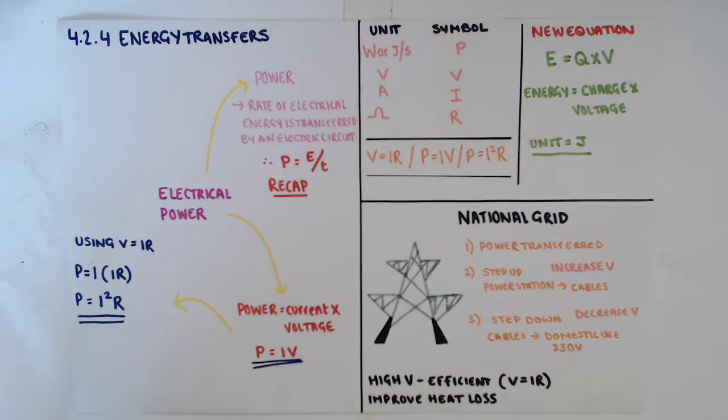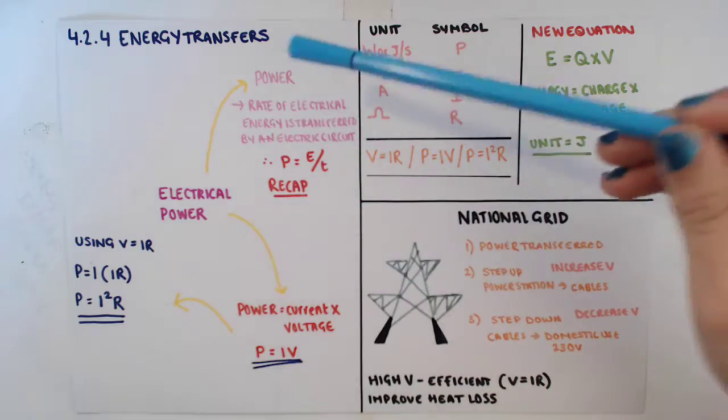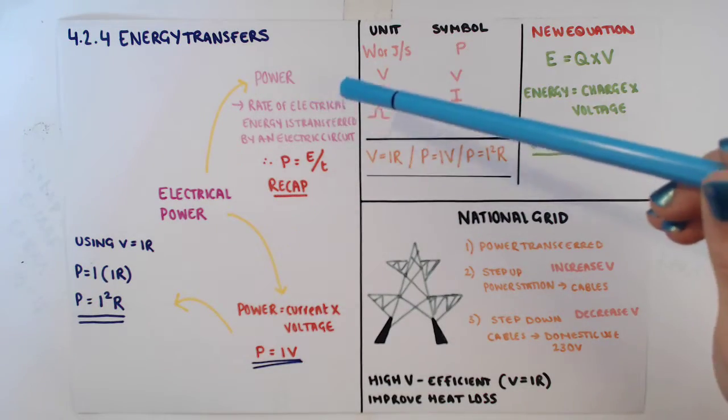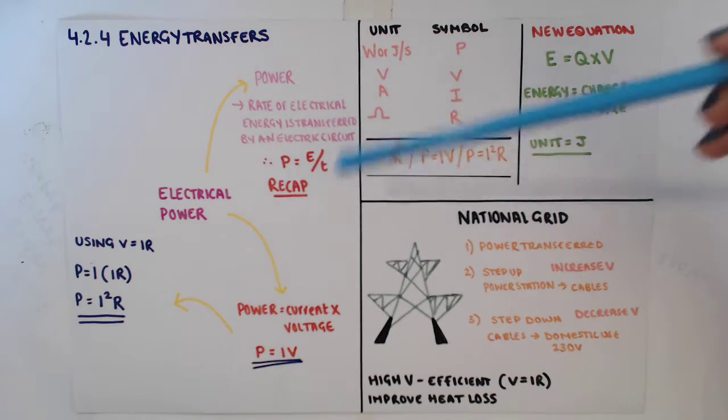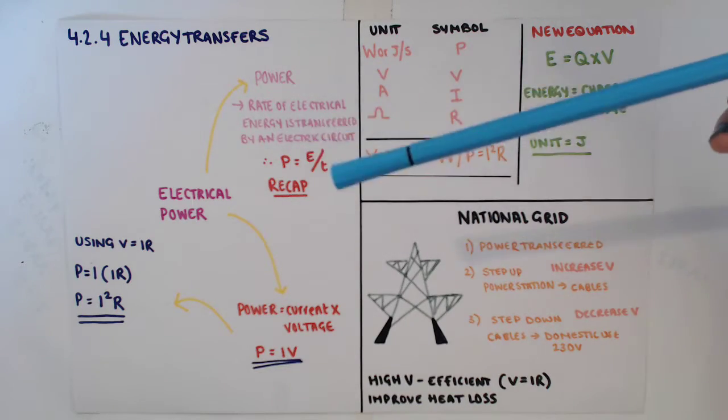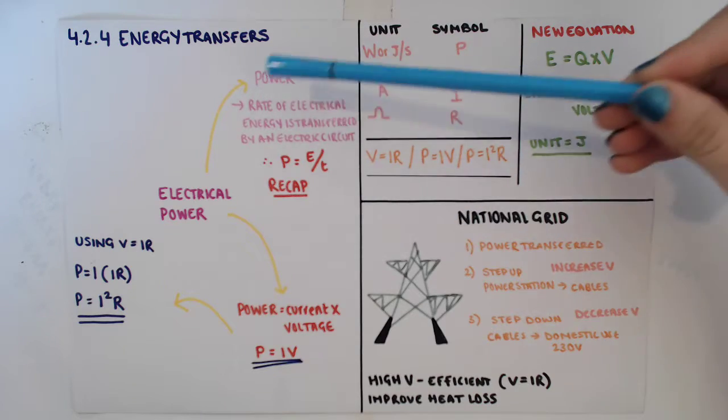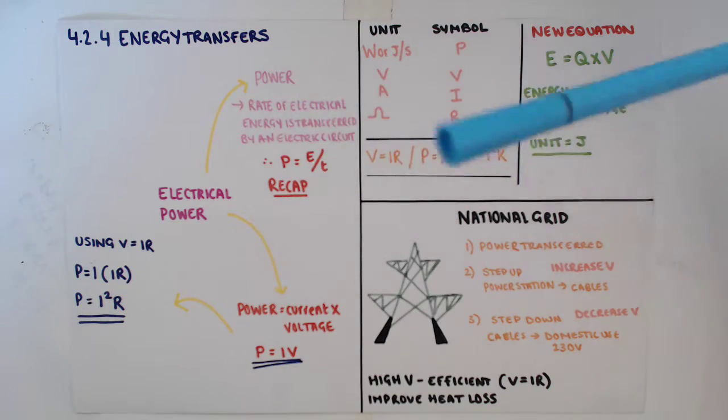Today we're going to learn about energy transfers. So what is electric power? Power is the rate of electrical energy, so it's the rate at which it's transferred by an electric circuit. And this equation is what we use. Power is equal to energy transferred divided by the time. So that's where the rate of electrical energy comes from.